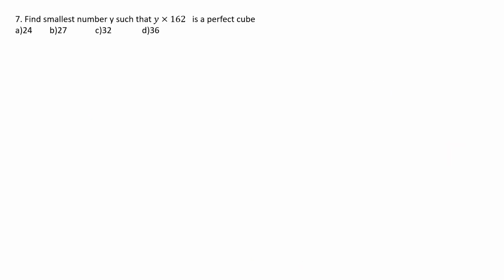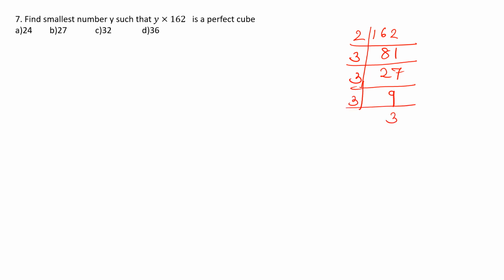Find the smallest number y such that y into 162 is a perfect cube. Okay, first we'll factorize 162. That is 2 8s are 16, 2 1s are 2. This is 3 into 3, 27. This is 3, 9, and again 3, 3. Okay, now 162 can be written as 2 into 3 raised to 4. Now this can be rewritten as 2 into 3 into 3 cube. Okay, 3 raised to 4 can be written as 3 into 3 cube.